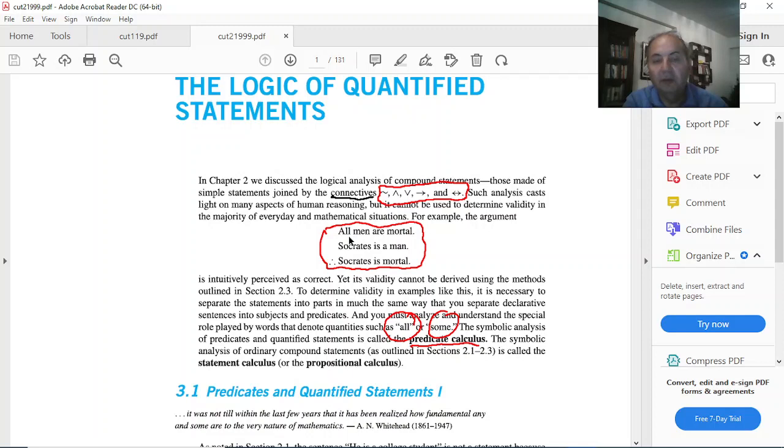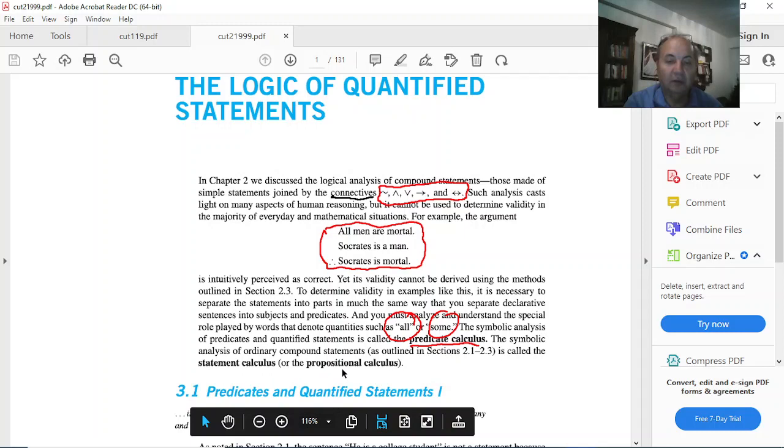We have to define the logic rules and symbolic logic first. All philosophy starts with logic. This is predicate calculus. Formerly, in chapter 2, we saw statement calculus, or proposition calculus. It's a little bit different, right?